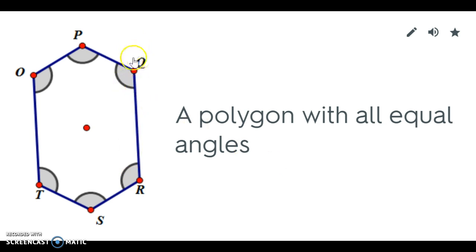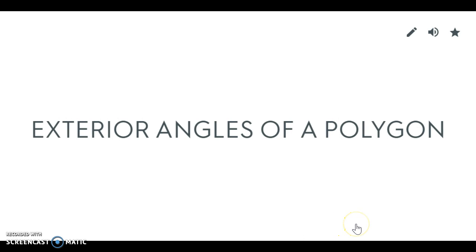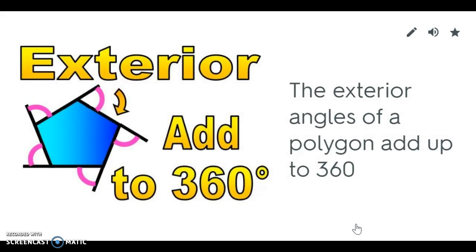So this is a regular hexagon versus this one, which was just an equiangular hexagon. You see this one's kind of stretched out, while this one, everything's the same. Okay, the exterior angles of a polygon. If I walk around a shape, it doesn't matter what shape I walk around, it's 360 degrees. So it could be a pentagon I walk outside and it's 360. It could be a square I walk outside, it's 360. All exterior angles always add up to 360.